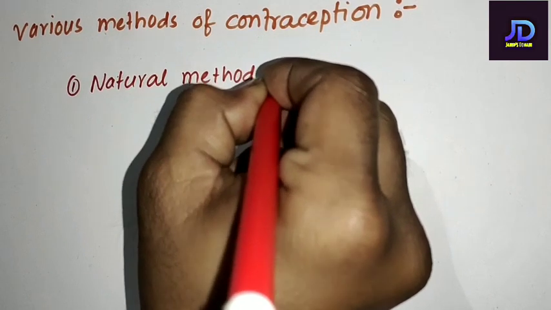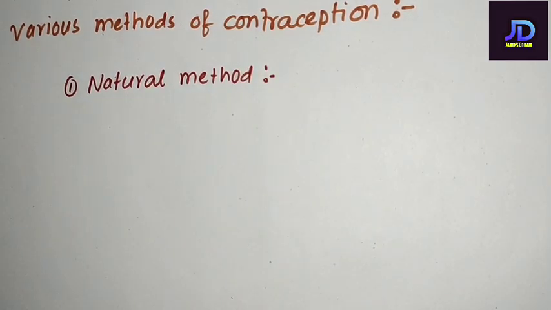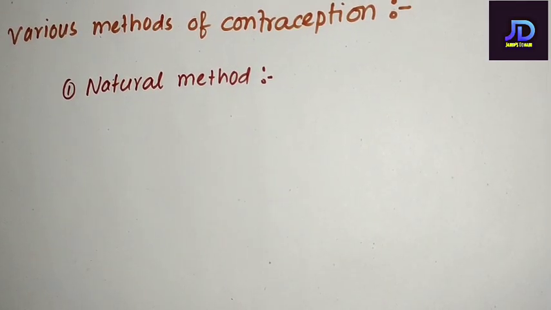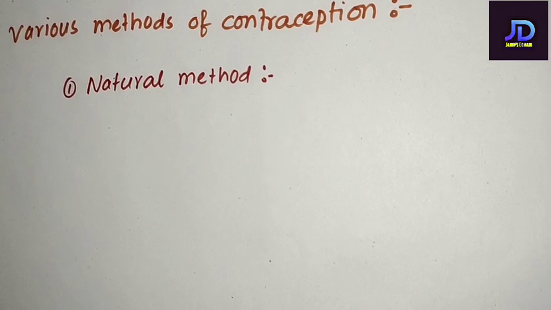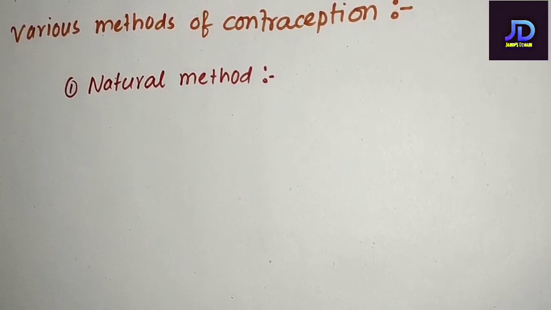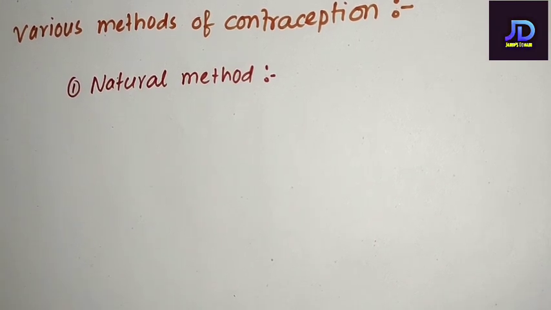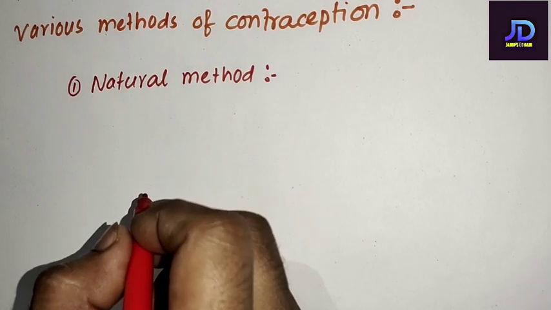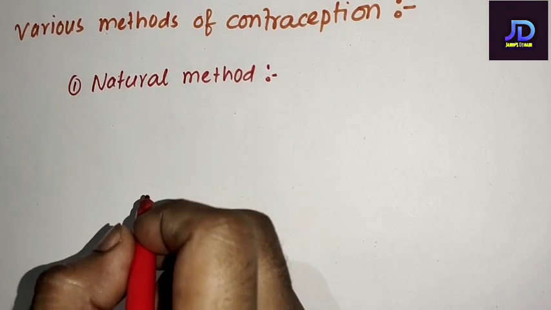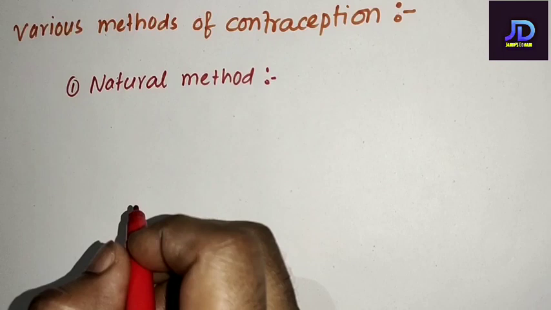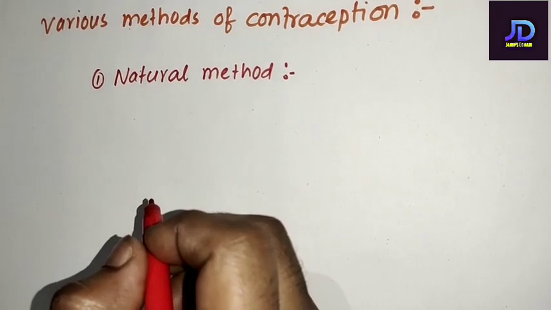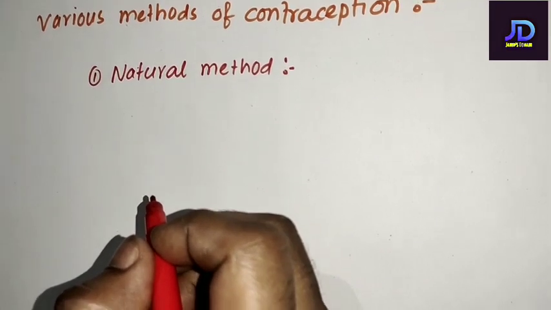Now, in this method, no external device is used. It means there is nothing from outside. It is just the physiology which is taken into account for natural contraception. Now, under this method, there are three ways. That means this natural method can be done by three methods. We'll discuss these three ways.